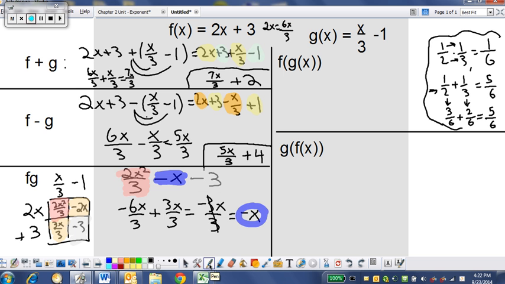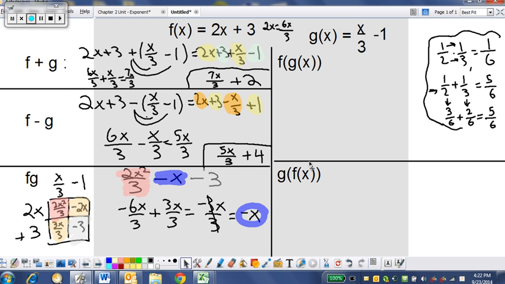Home stretch. F of g and g of f. Let's do f of g first, because that's pretty easy. Let's move some of this stuff down as well, so I have a little bit more room. Alright, let's do f of g of x.